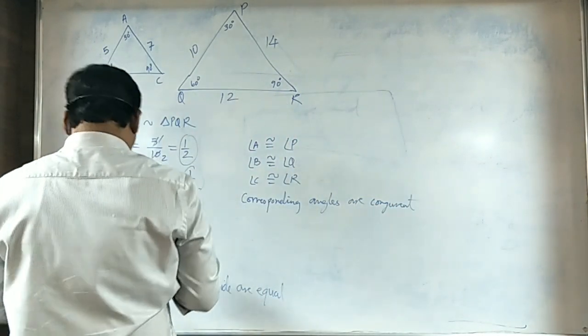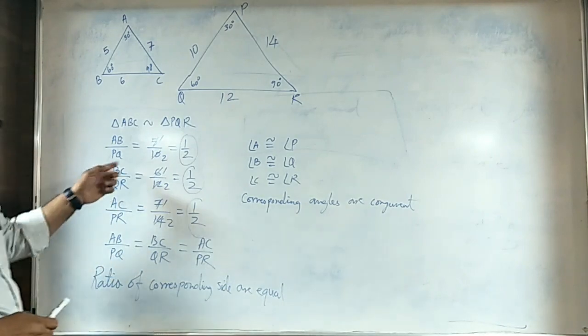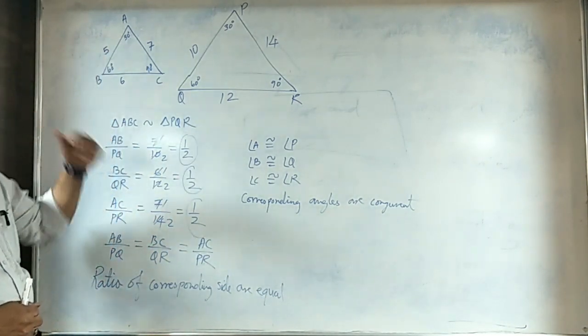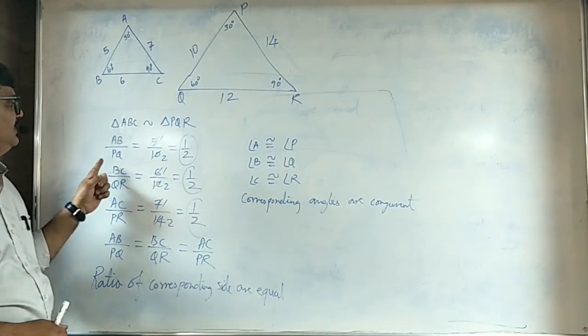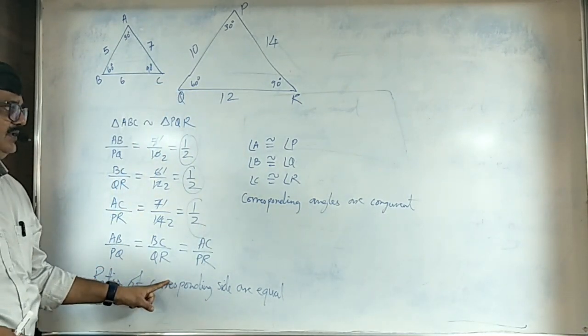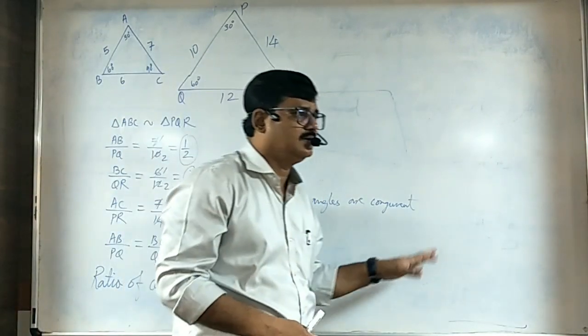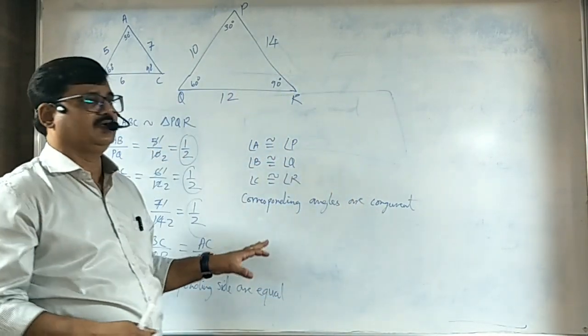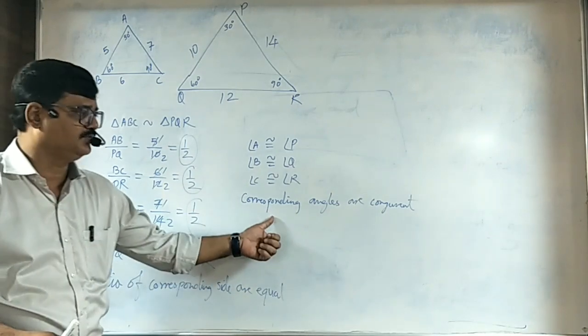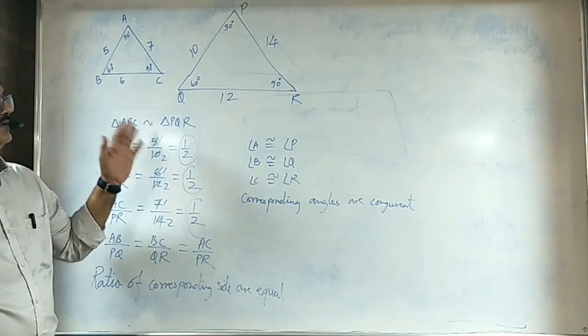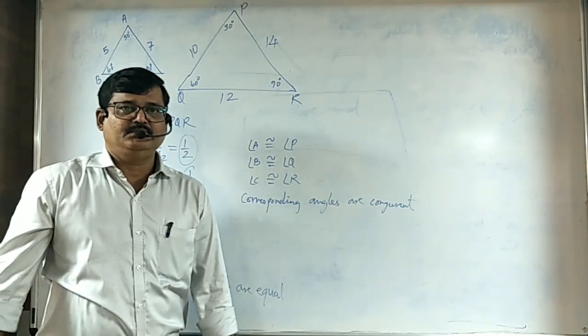So for two triangles to be similar, this is the condition. For two triangles to be congruent, the corresponding sides must be congruent and the angles must be congruent. But for similarity, the ratio of the corresponding sides must be equal and the corresponding angles must be congruent. It's easy. Just keep in mind the conditions for triangles to be similar.